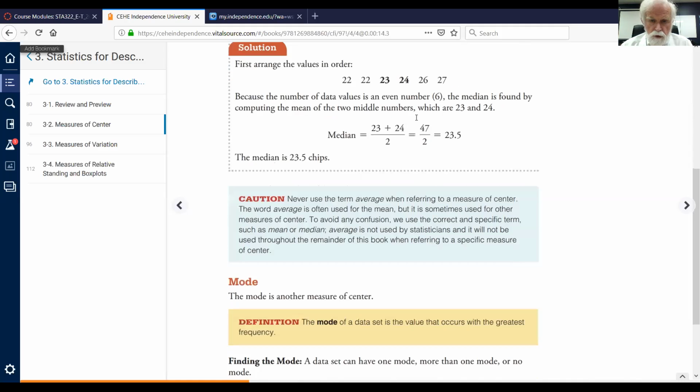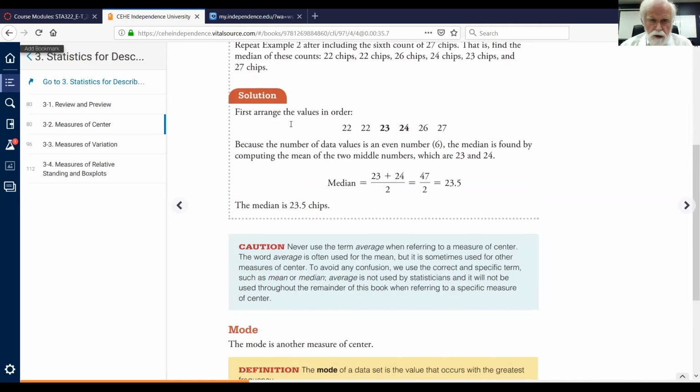So we can do that with anything. By the way, if we have 6 chips, the median is going to be halfway between the third and fourth. So we simply take the mean of those 2 middle numbers, the average. So the median of this one is 23.5. Well, it's not likely you're going to have exactly 23.5 chips in a cookie. But that is the median.